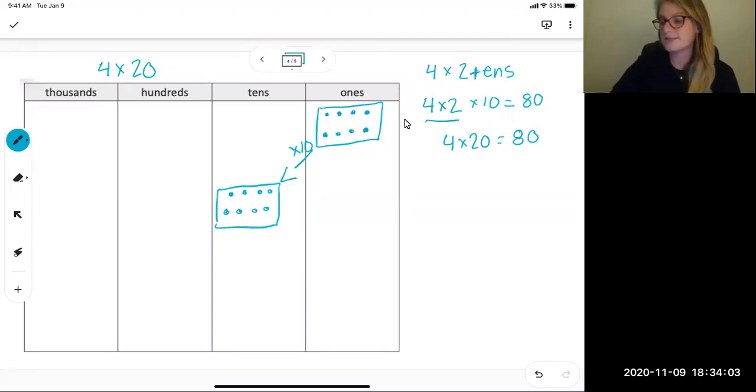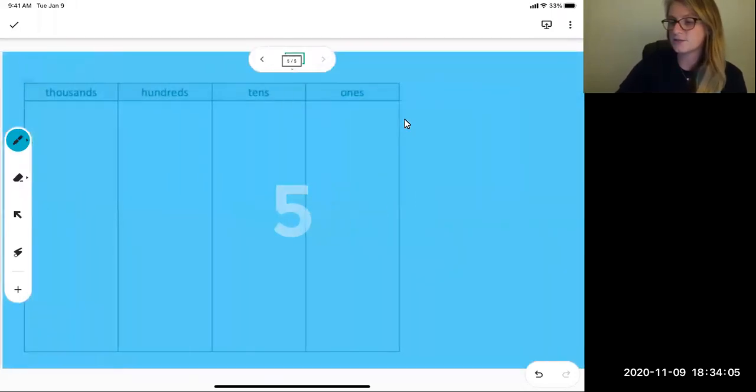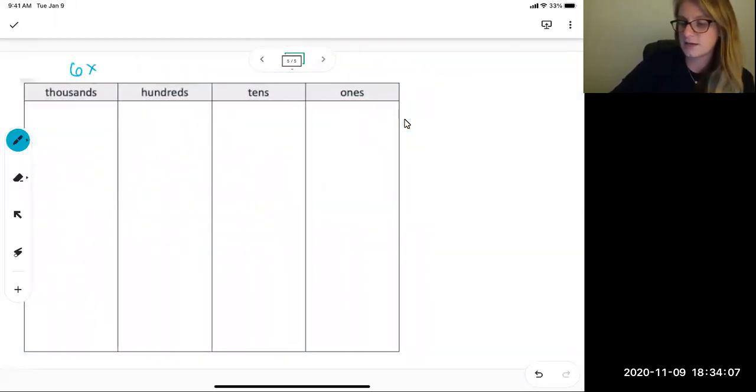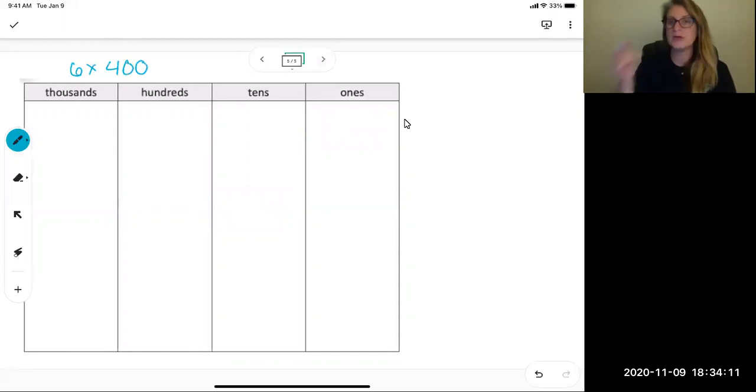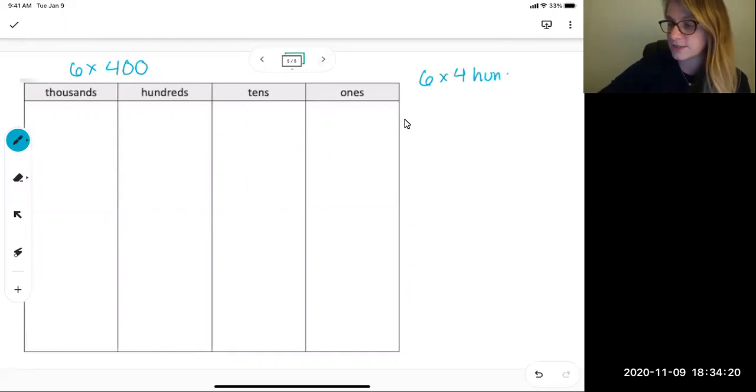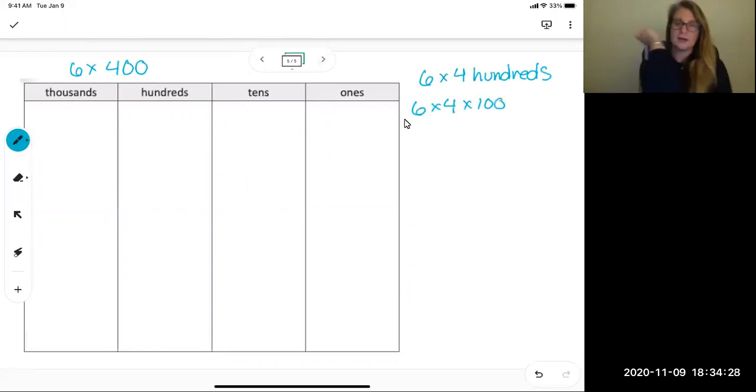Okay, let's try this one: 6 times 400. Try that one on your own. So think about how we decomposed the last number, where we had 6 ones times 4 hundreds, which can be written as 6 times 4 times 100. Okay, and then how are you going to solve from there?